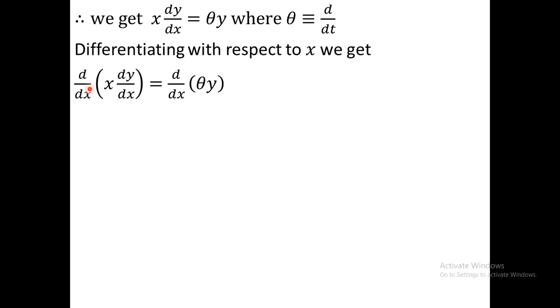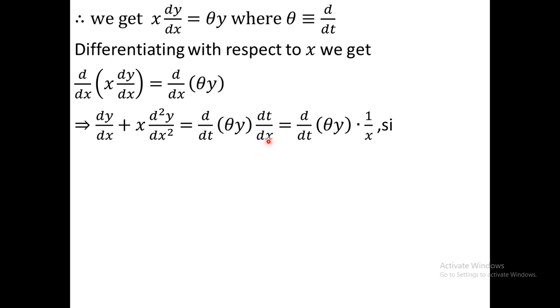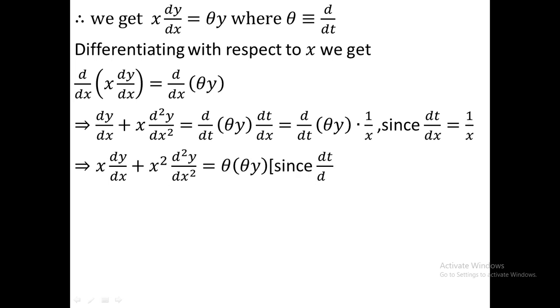And on the left hand side I take the derivative using the formula for uv. So this is dy/dx plus x d²y/dx², this is d/dt of that into dt/dx. Again you know that dt/dx equals 1/x, so this equals 1/x of that. So x dy/dx plus x² d²y/dx², multiplying x on both sides, equal to d/dt of θy. d/dt of θy means θ, therefore θ²y. So x dy/dx plus x² d²y/dx² equal to θ of θy.